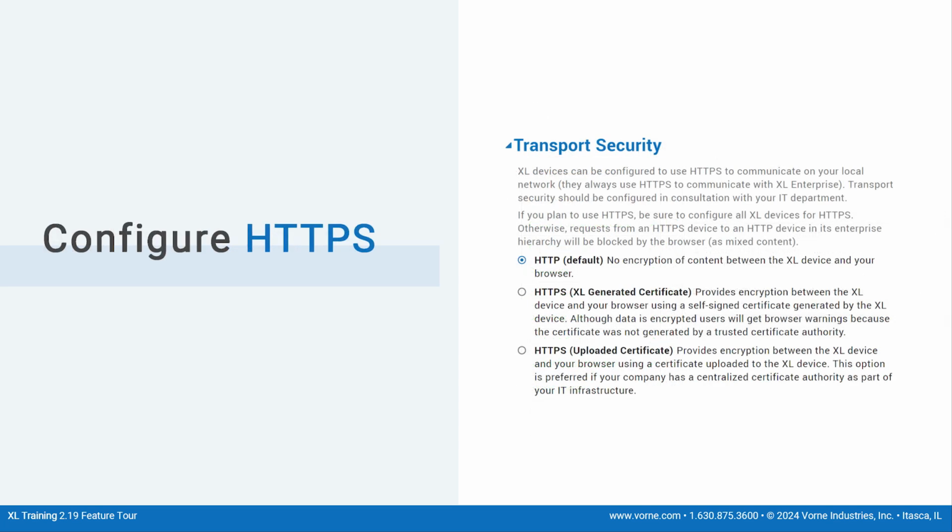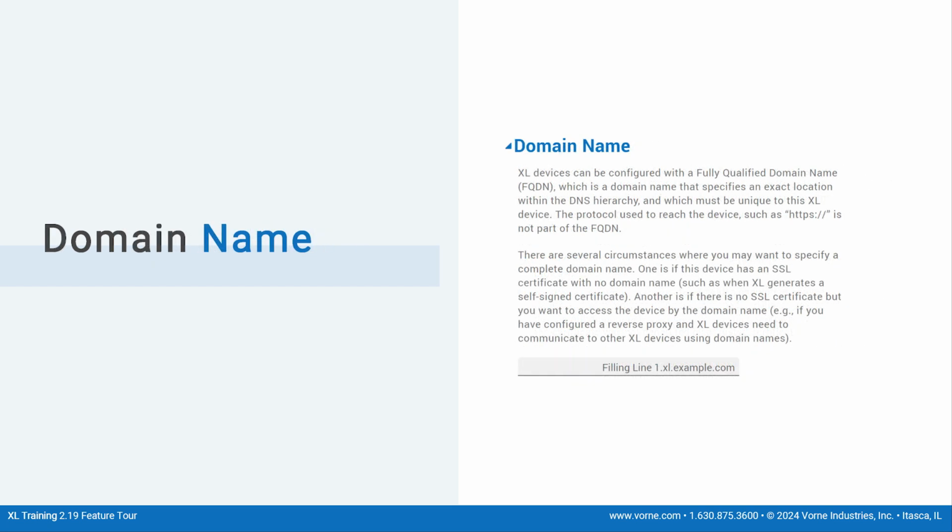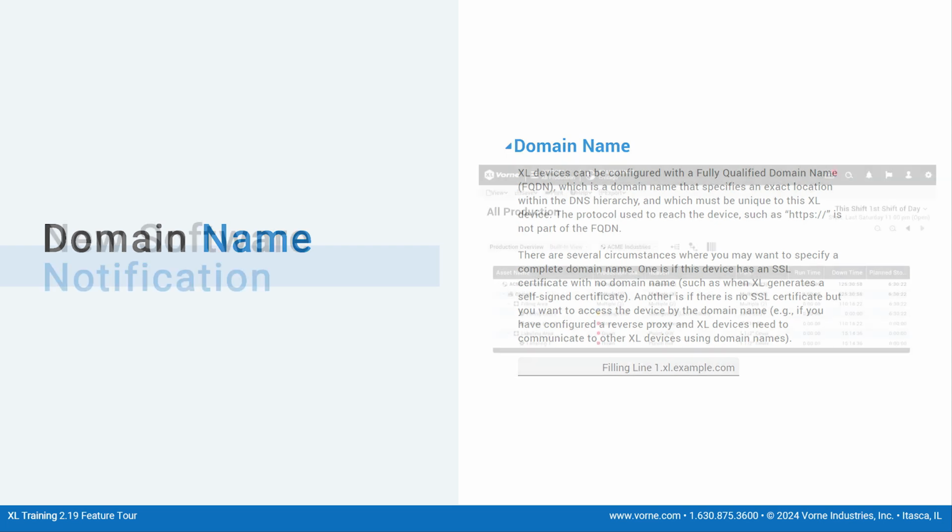Our next feature is designed to enhance cybersecurity on your local network. While XL has always used HTTPS to communicate with XL Enterprise, now XL can also use HTTPS within your local network. Along with HTTPS, we also added the ability to configure fully qualified domain names for XL devices, so you can reference them by name instead of by IP address.